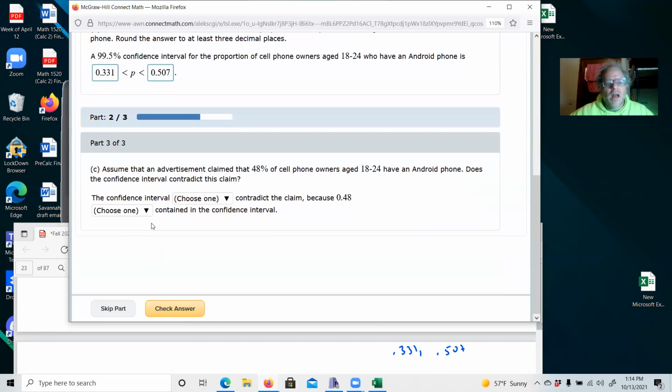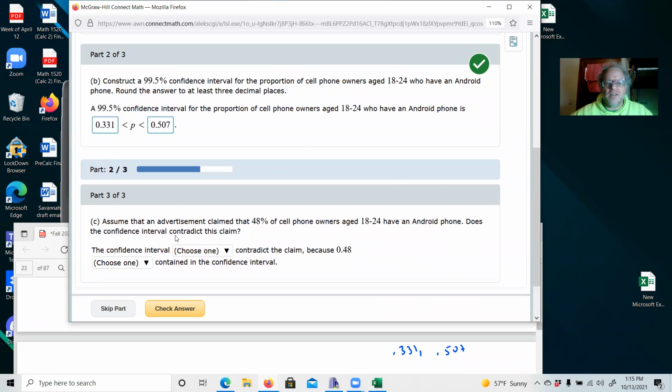Assuming there's an advertisement that claimed 48% of cell phone users aged 18 to 20, a very particular advertisement, have Android phones. Does this confidence interval contradict this claim? Well, is 0.48 inside my confidence interval? Yeah. So no, it doesn't contradict the claim. You can say it's 0.48 if you want. Not an effective ad, but the 0.48 is contained in the confidence interval.